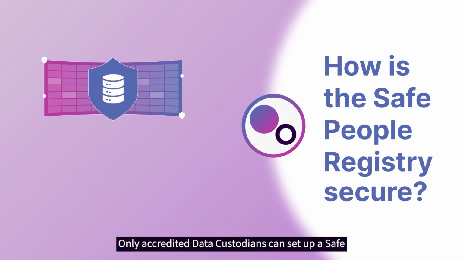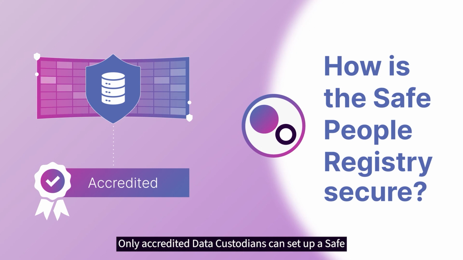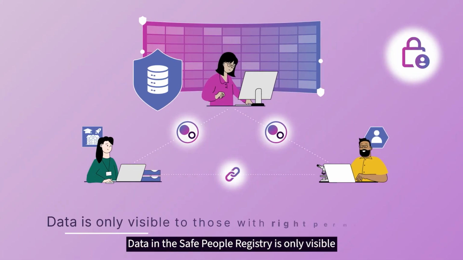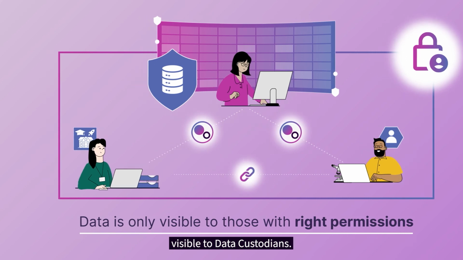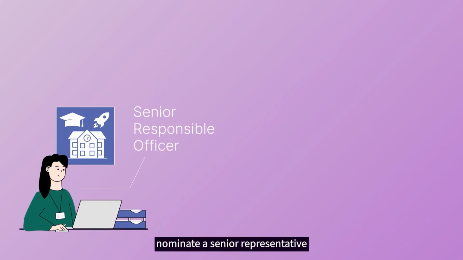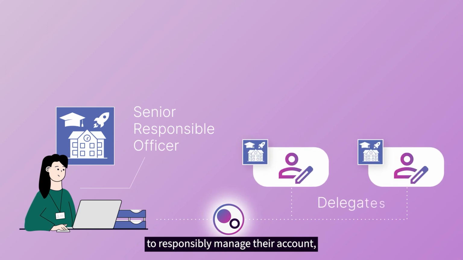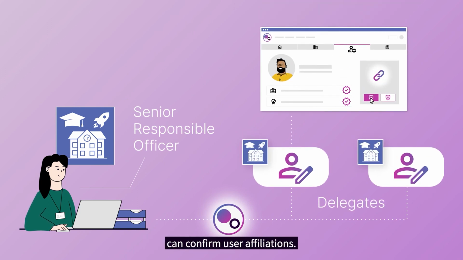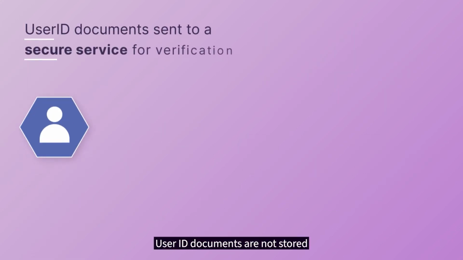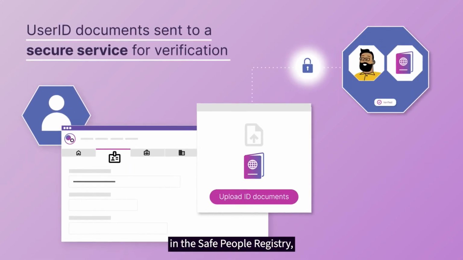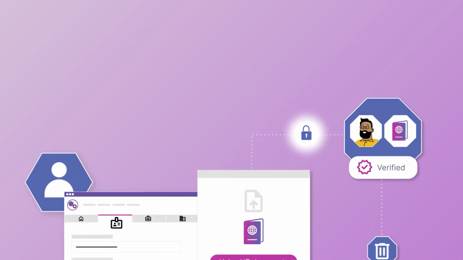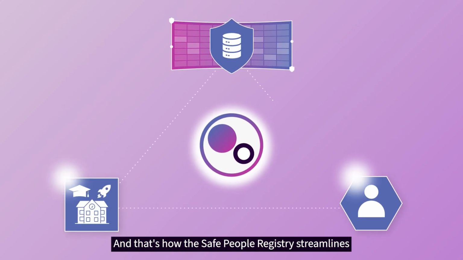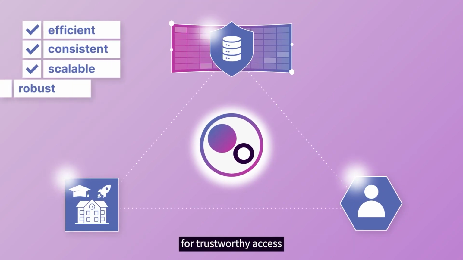Only accredited data custodians can set up a Safe People Registry account. Data in the Safe People Registry is only visible to those with the right permissions. For example, user and organisation profiles are only visible to data custodians. Organisations must nominate a senior representative to responsibly manage their account, and only their delegates can confirm user affiliations. User ID documents are not stored in the Safe People Registry, but sent to a secure service for verification before being deleted. And that's how the Safe People Registry streamlines and standardises Safe People assessments for trustworthy access to sensitive data for research purposes.